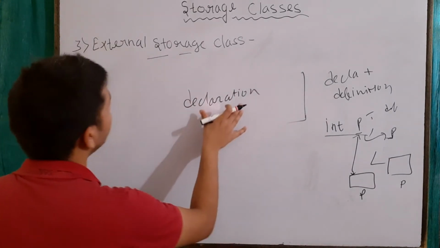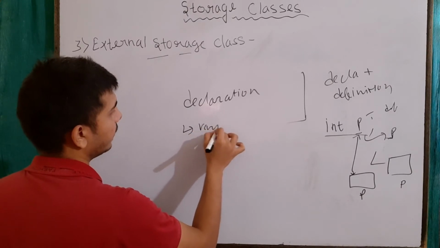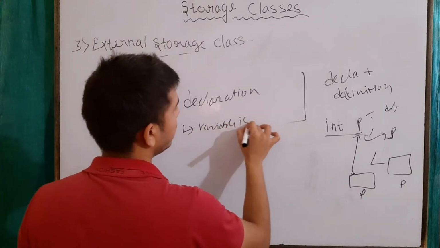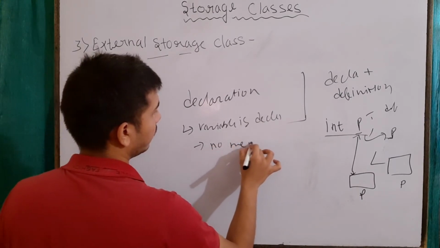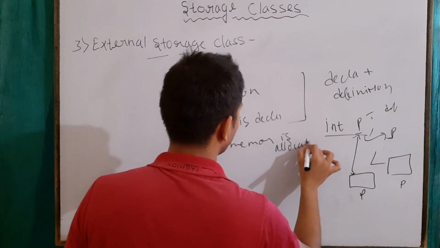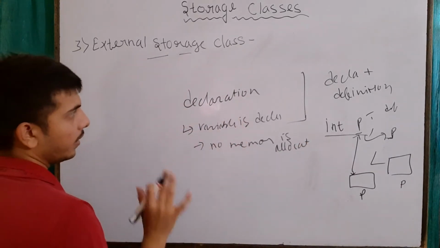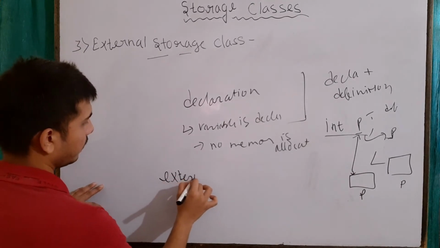Now when it comes to declaration only, the variable is declared and no memory is allocated. No memory is allocated. So for just declaring a variable, we use the extern keyword.